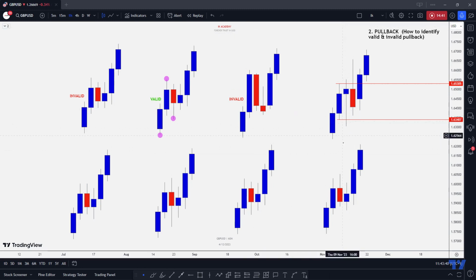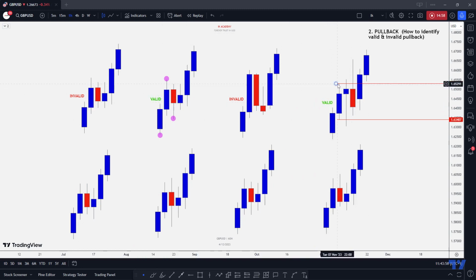So basically, this is a valid pullback because you can clearly see that price took out the low of this particular candle, and we're going to classify that as a valid pullback. So this is actually a valid pullback. Let's just highlight it like that.